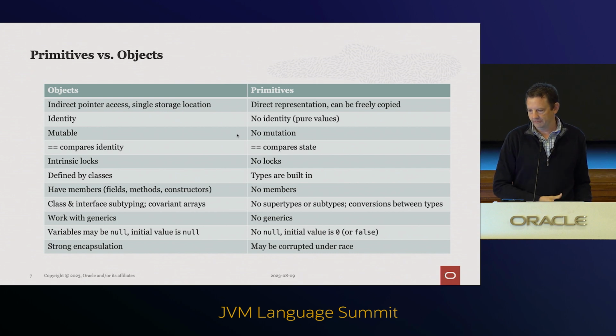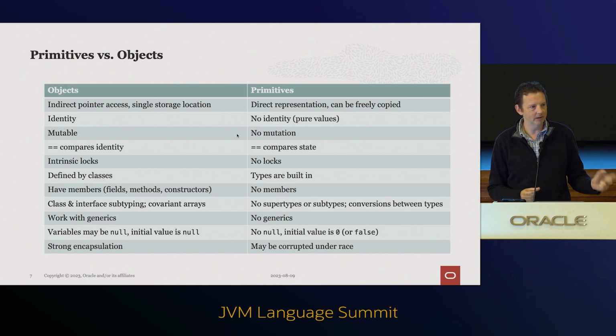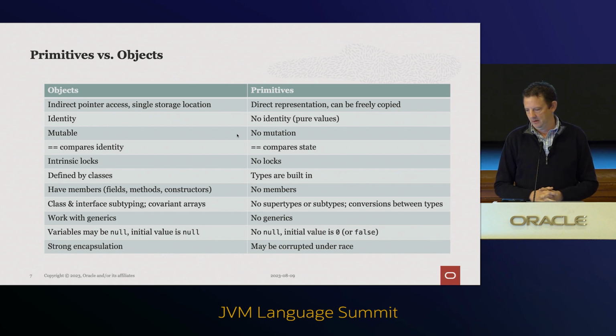Because they're user-defined, objects have members, fields, and methods, constructors. No members for primitives, just whatever the spec says. These are the operations on primitives. There's subtyping for objects and classes. There's not subtyping for primitives really. To get from one primitive type to another, that's a conversion. And so each primitive type is sort of its own island.